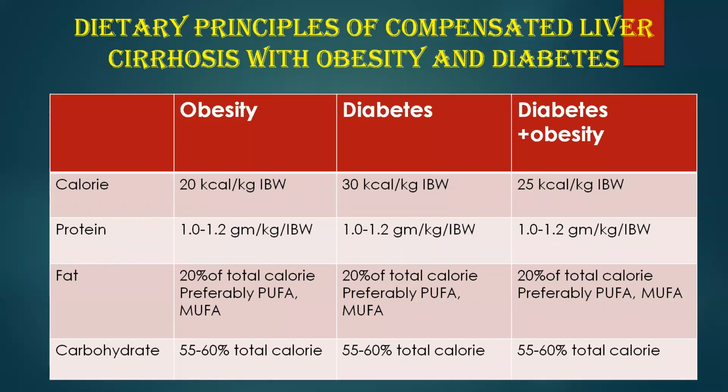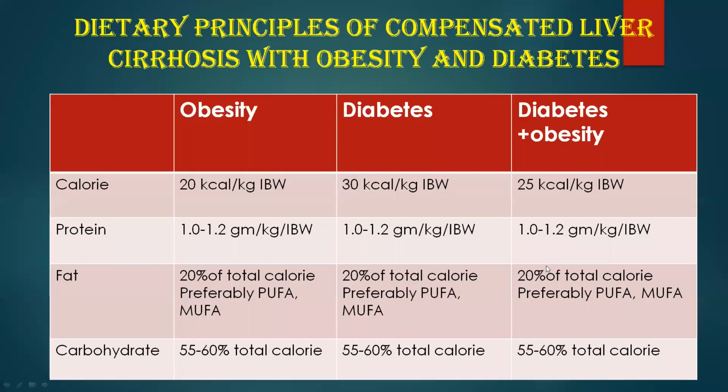Protein should not be less than 1 to 1.2 gram per kg of body weight. And fat should be 20% of total calorie. And as we are discussing carbohydrate, the major part of our diet is carbohydrate. That should not be more than 55 to 60% of total calorie.